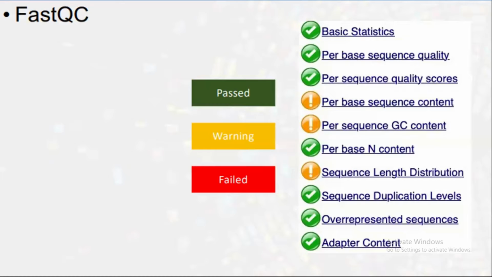The main reason for this video is to make you understand what these FASTQC reports tell us. When you interpret them well, you can easily pre-process your data, remove the failed or warning regions, and make them green. This is very much important.